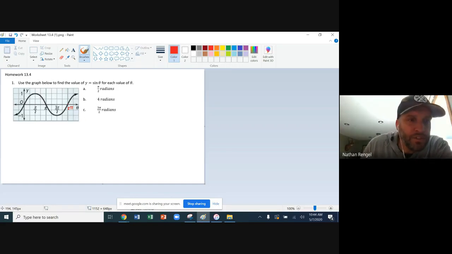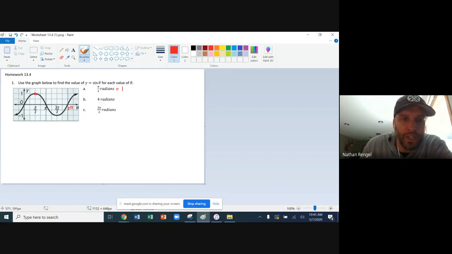All right, so pi over 2. We go to pi over 2 on the theta axis, we go up to the curve, that would be this position right here. We know that that is 1 from the unit circle, and also from this graph, there's our sine value at 1. And that's also on the unit circle. You can find that as well.